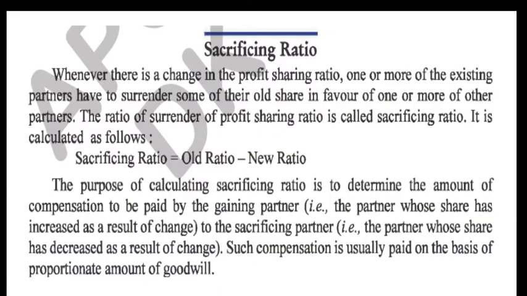First of all, let us see what is sacrificing ratio. Whenever there is a change in the profit sharing ratio, it means whenever there is reconstitution of the partnership firm, one or more of the existing partners have to surrender some part or the whole of their old share in favor of one or more of the other partners. The ratio of surrender of profit sharing ratio is called sacrificing ratio.